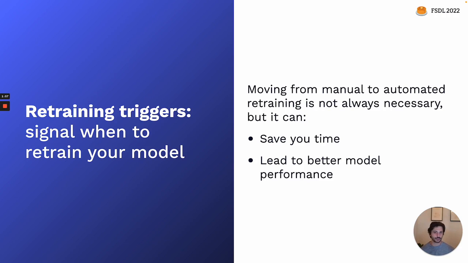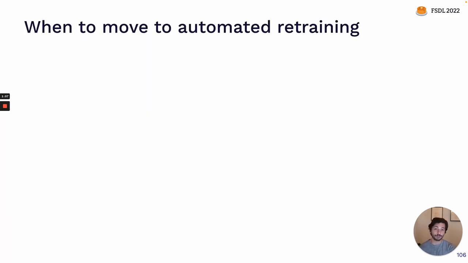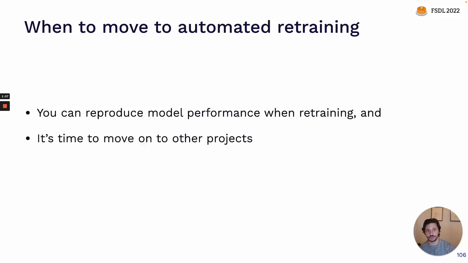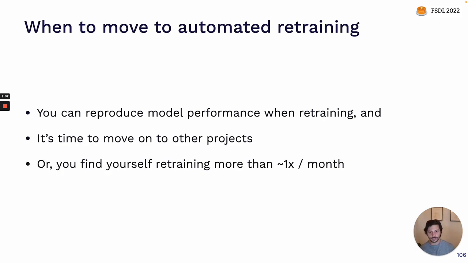In many cases, just manually retraining is good enough, but it can save you time and lead to better model performance. So it's worth understanding when it makes sense to actually make that move. The main prerequisite for moving to automated retraining is just being able to reproduce model performance when retraining in a fairly automated fashion. So if you're able to do that and you are not really working on this model very actively anymore, then it's probably worth implementing some automated retraining. If you just find yourself retraining this model super frequently, then it'll probably save you time to implement this earlier.